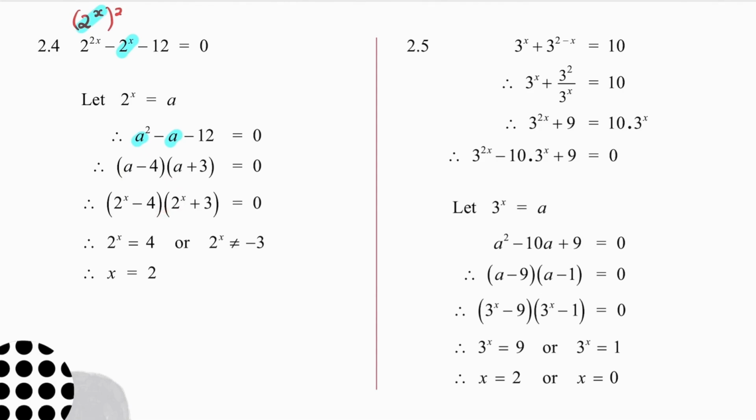2 brackets multiply to give you 0, so one of them must be 0. So either 2 to the x equals 4, or 2 to the x is equal to minus 3.